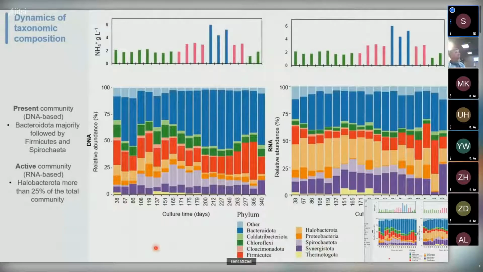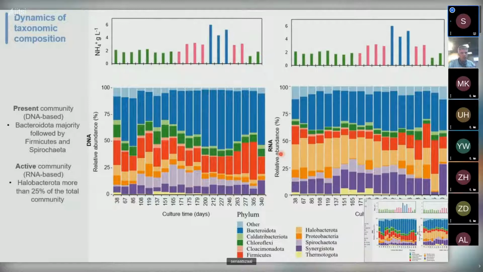Then I focused on the dynamics of the taxonomic composition. Here on the top, I present the concentration of ammonium during all the experiments, and each color represents each concentration of ammonium. If we observe the present community, so the DNA based, we can observe that Bacteroidota was in the majority here in blue, followed by the Firmicutes and Spirochaetes. Here the Firmicutes in red, and in light purple the Spirochaetes.